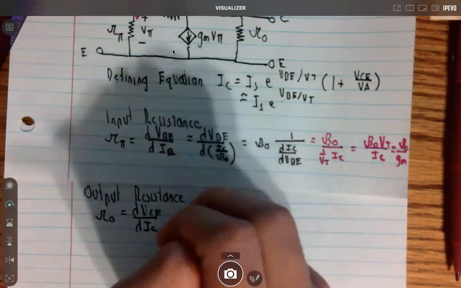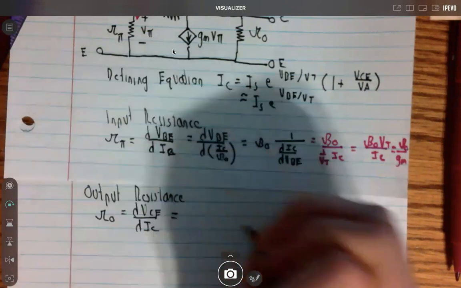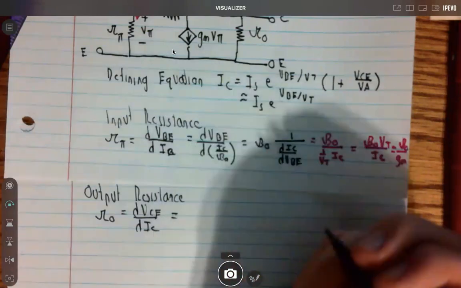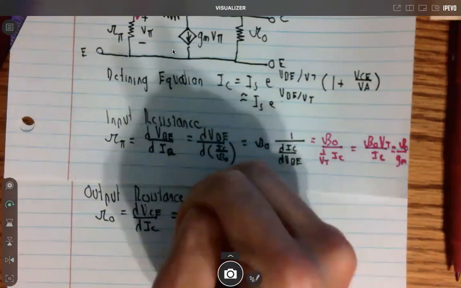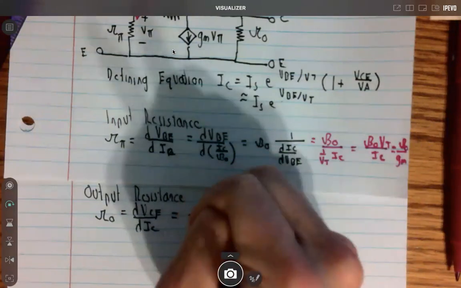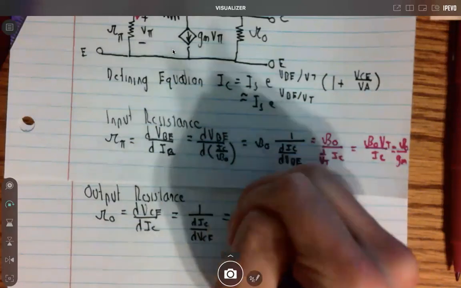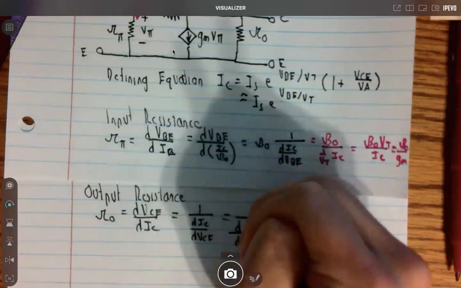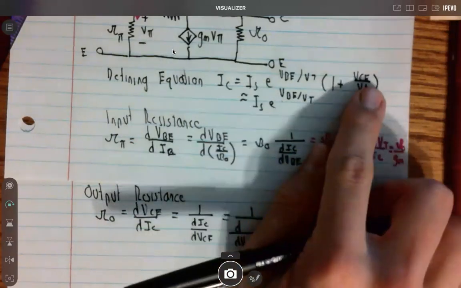And what that is going to give us is, if we take the derivative, we're going to do 1 over dIC over dVCE. The reason why is because we can take the derivative of this equation here, which, remember how I told you this is the full equation? This is where the VCE term comes from.